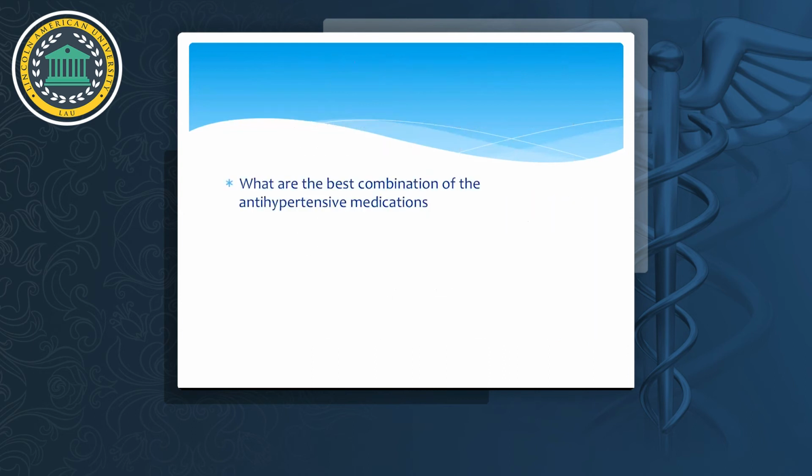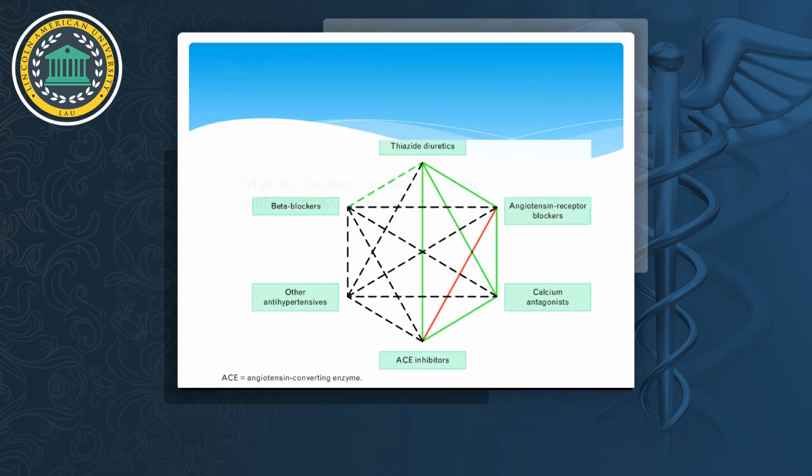What are the best combinations of antihypertensive medications? As we discussed, the green lines are the best combinations: between thiazide and ACE inhibitors, and between ACE inhibitors and calcium channel antagonists. They are preferred combinations. Then there are a few which are unpreferred, and a few which are contraindicated, which is ACE inhibitors and ARBs. If you give them together, that's an absolute contraindication.